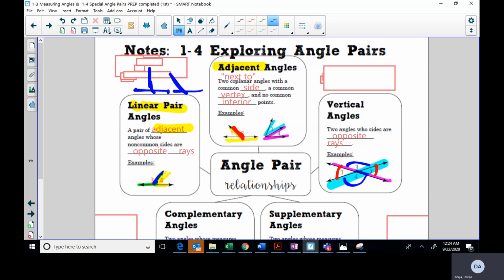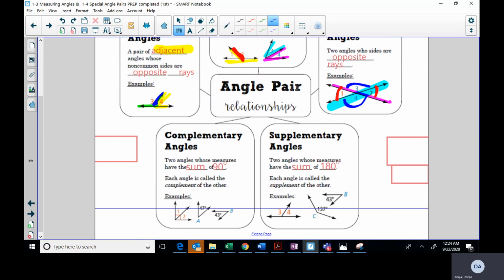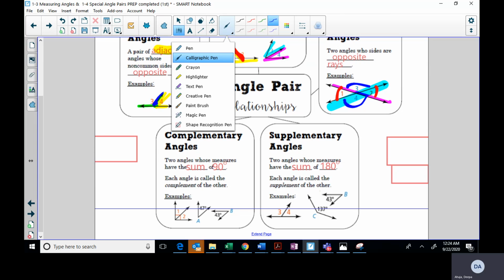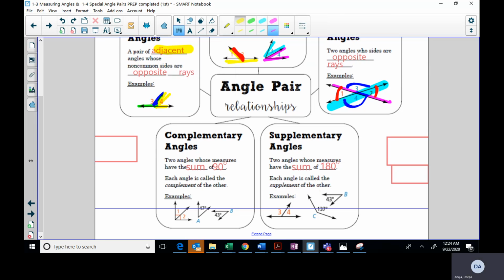Now we will start with another angle type, your complementary angles. Complementary angles are those angles whose sum is equal to 90 degrees. You have two angles. If their total is equal to 90 degrees, that means they are complementary angles. Each angle in the sum of two angles which is equal to 90 degrees is called the complement of the other.